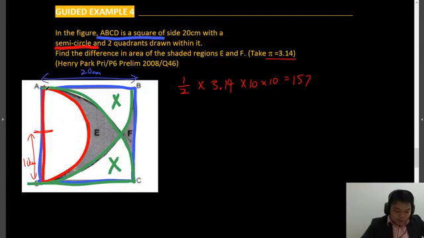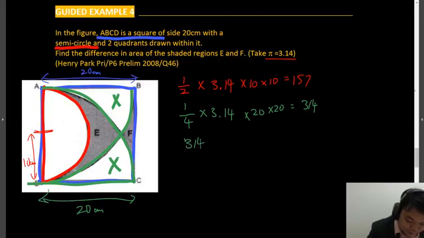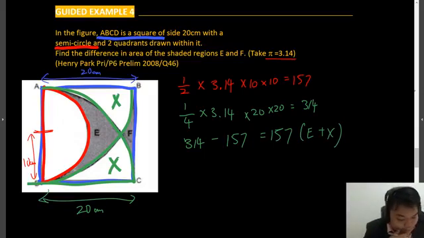Now I can find the area of E and X first by taking the area of this entire green quadrant and subtracting off this semicircle here. The area of the quadrant will be 1/4 times pi 3.14, and now you have to take note that this quadrant's radius is 20 cm. So we multiply this by 20 and 20. So this will give us 314 cm squared. So the area of this E and X alone must be 314 minus 157 to give us 157. True?